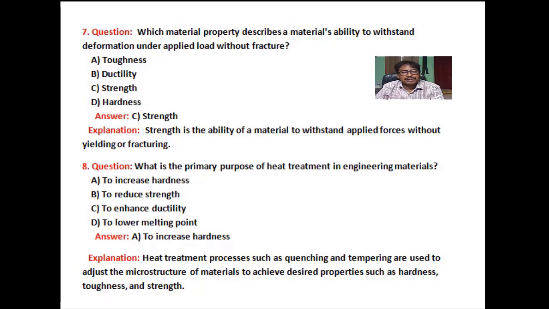Question 8: What is the primary purpose of heat treatment in engineering materials? A. To increase hardness. B. To reduce strength. C. To enhance ductility. D. To lower melting point. Answer: A. To increase hardness. Explanation: Heat treatment processes such as quenching and tempering are used to adjust the microstructure of materials to achieve desired properties such as hardness, toughness, and strength.